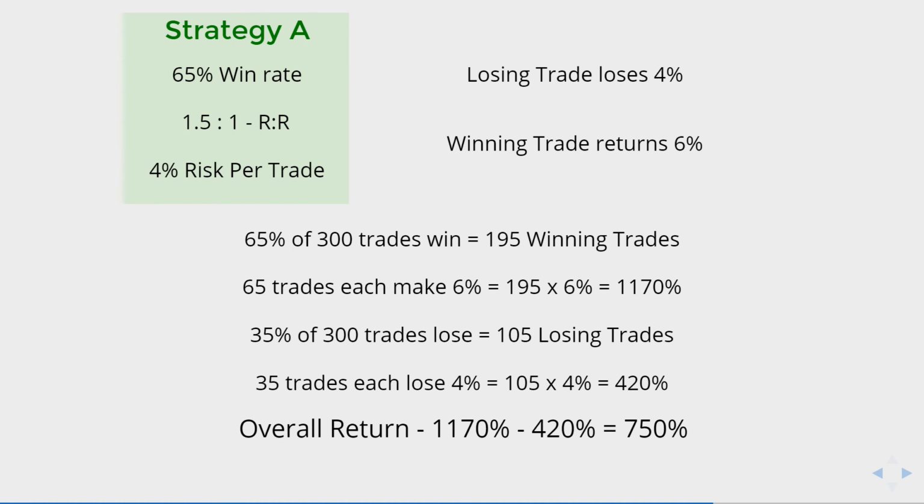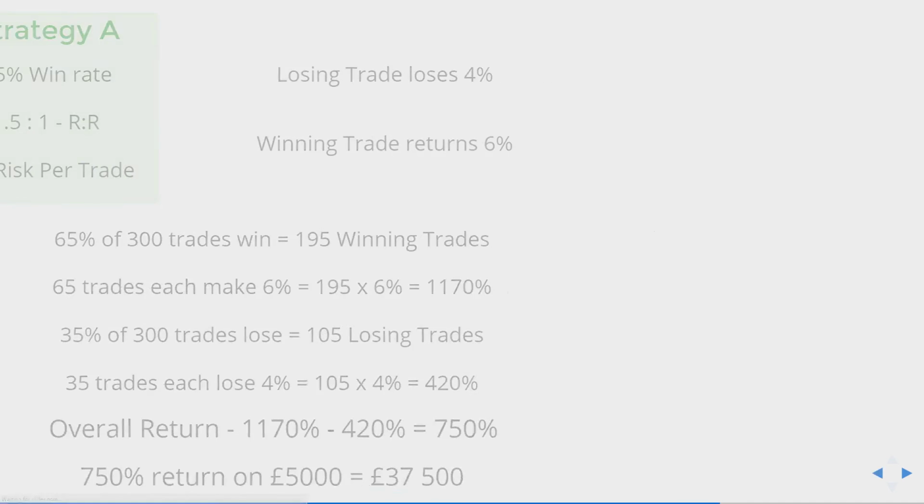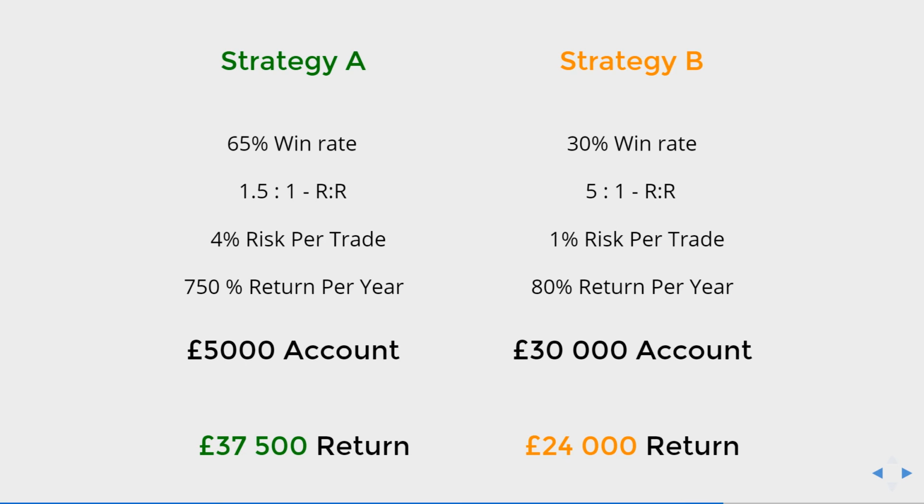A 750% return on the £5,000 account for this strategy equates to a £37,500 return. So even though trader B had a much bigger account, trader A made more money over the year because he was willing to take on more risk.